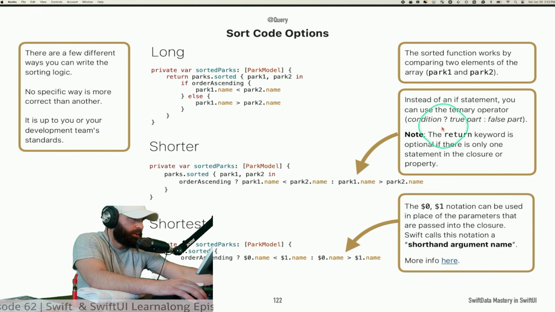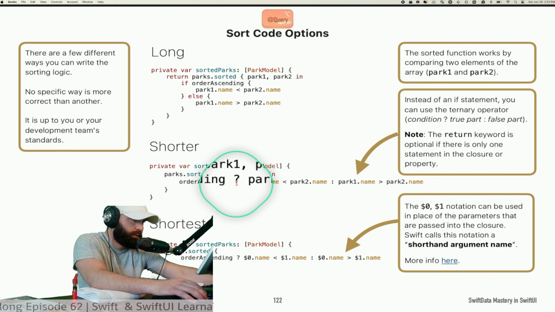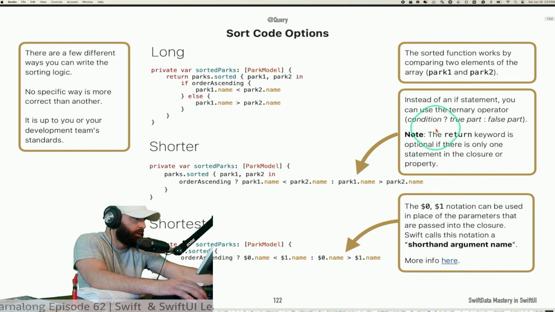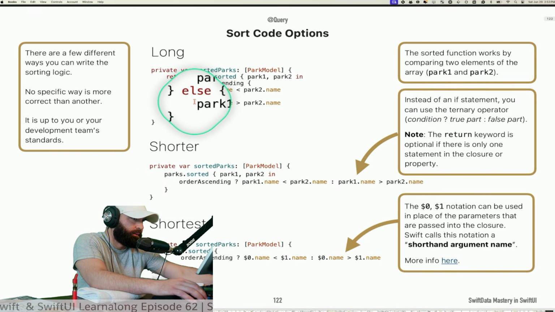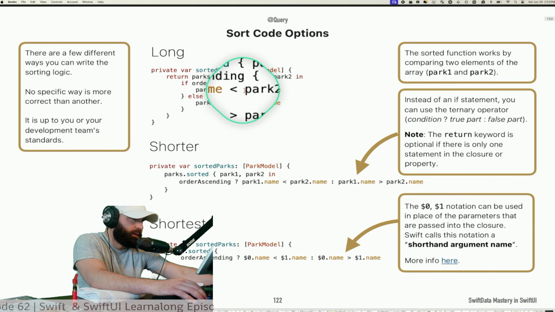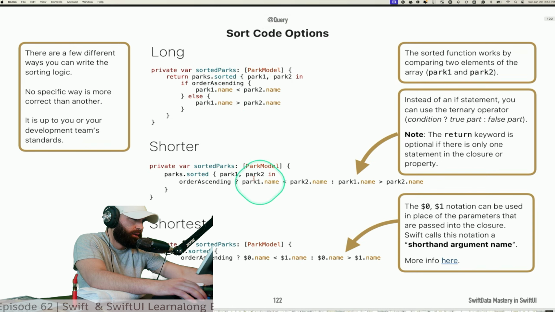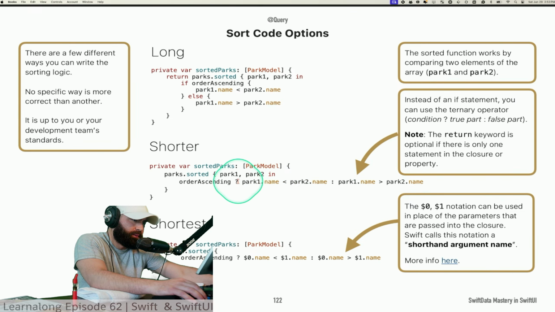Instead of an if statement, you can use the ternary operator, that question mark. The ternary is shorthand for if else, but you're saying the same thing. So like this logic, park1.name less than park2.name is the same here, as you can see. But instead of all the brackets and whatnot, we just use this for the if else, and this is this semicolon.